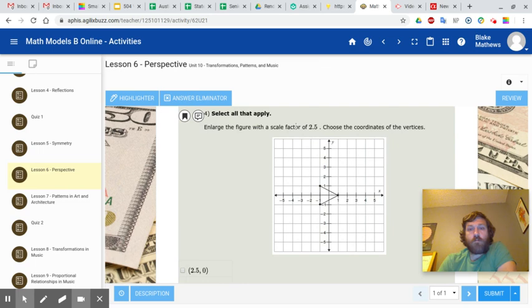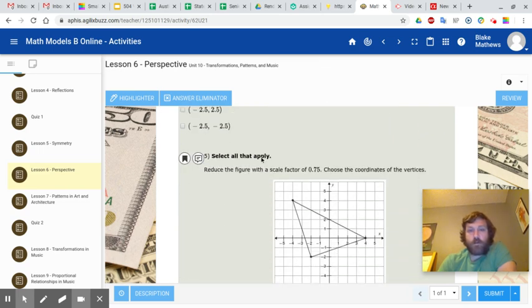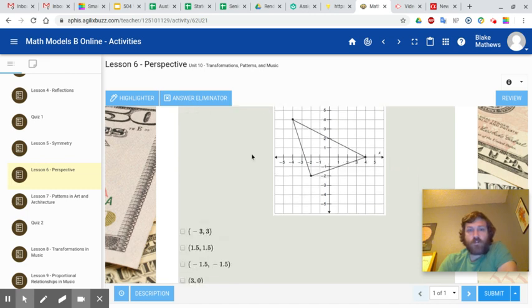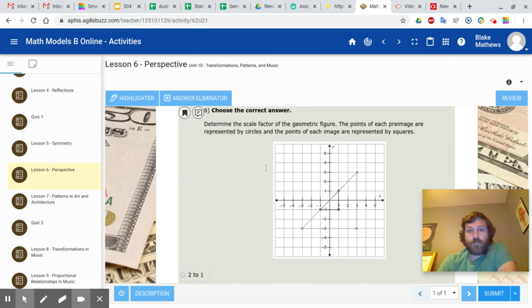Again, more of the same. Multiply the coordinates by 2.5. More of the same, number 5. I'm not going to do all of these because you're just going to be multiplying the coordinates. And then it asks, what is the scale factor?